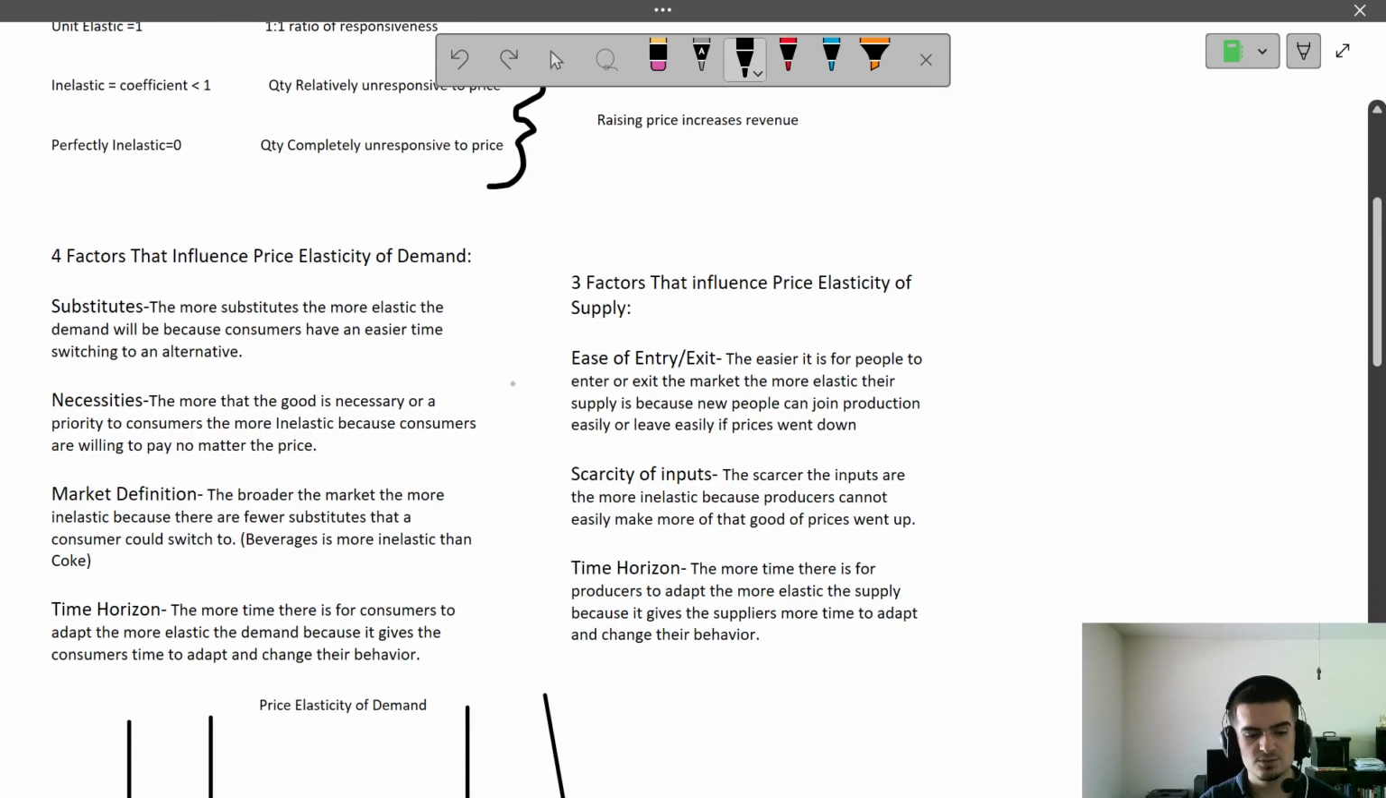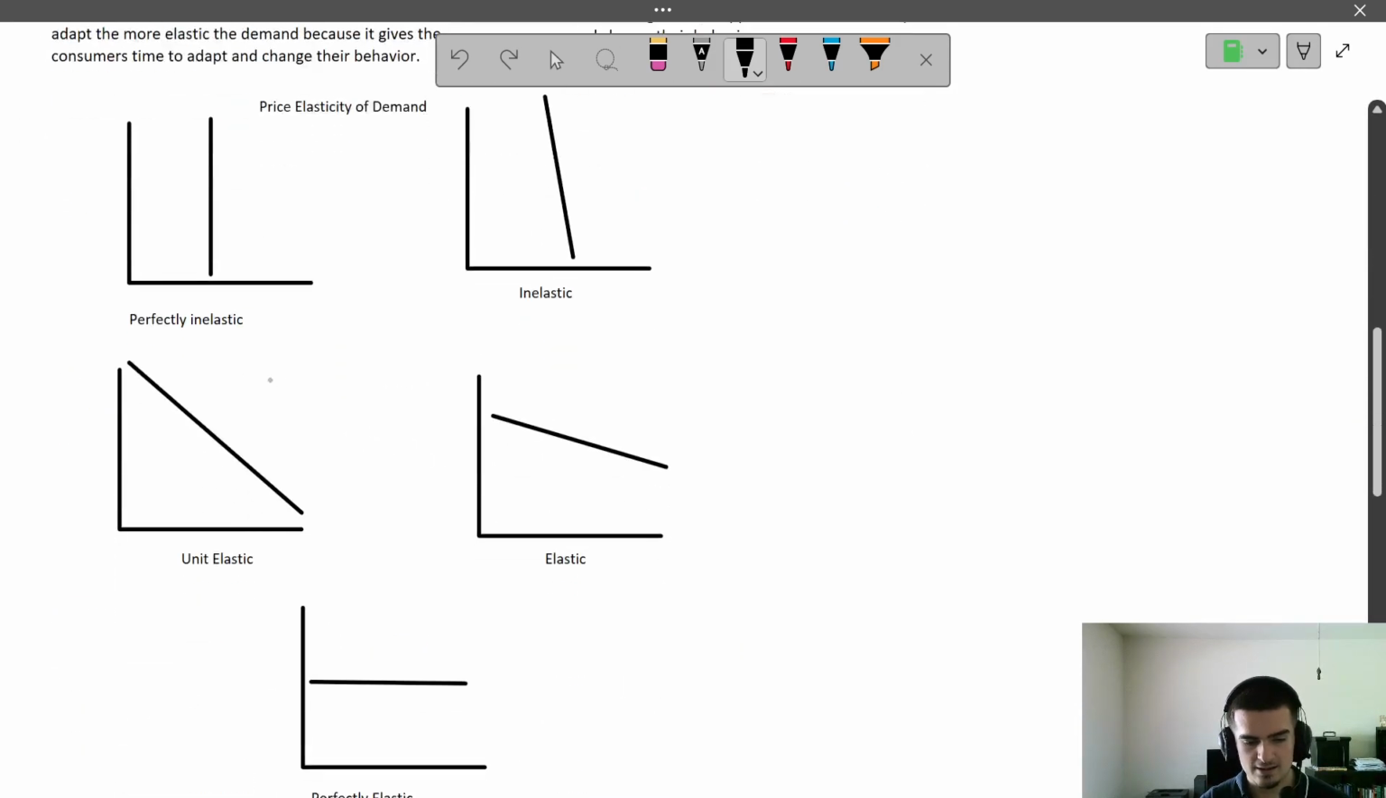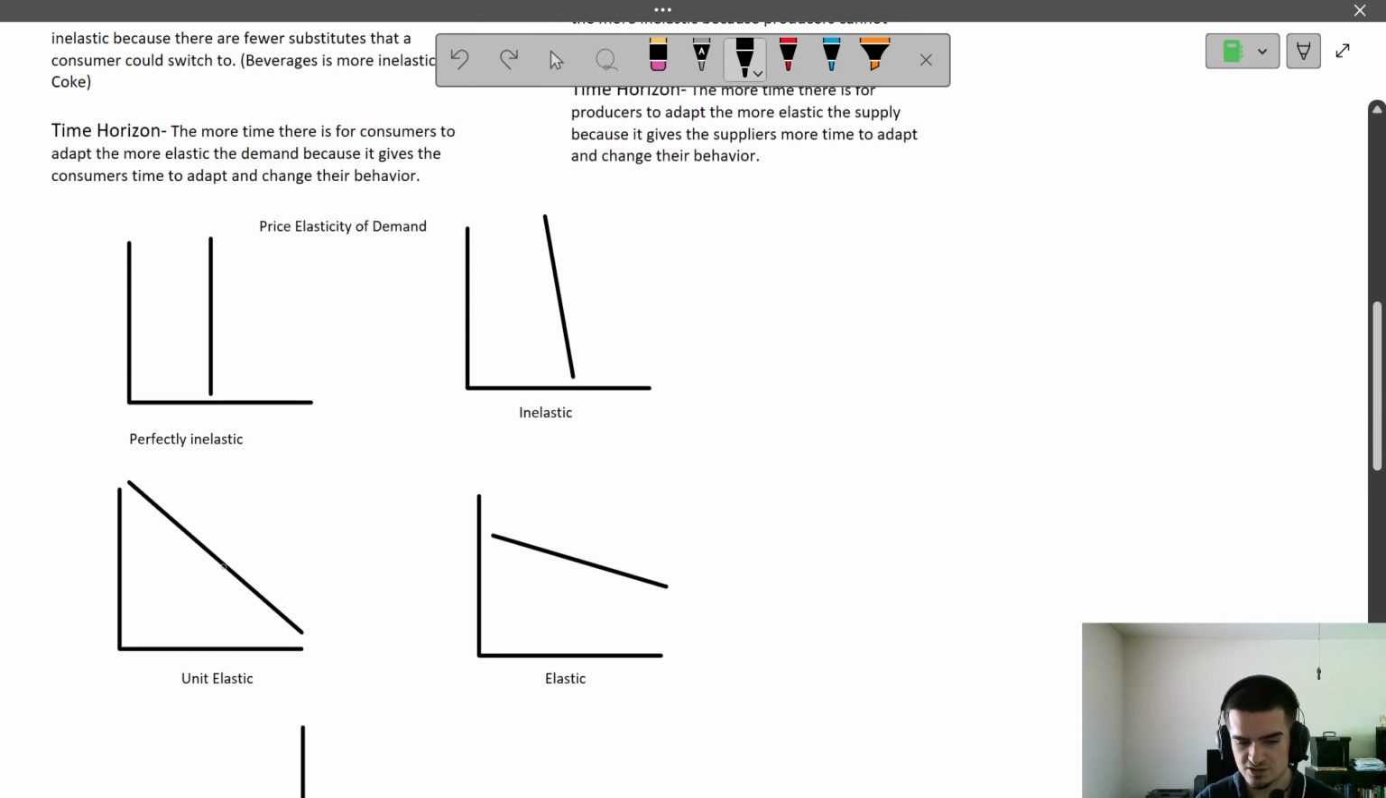So those influence price elasticity of demand. And this is what the graphs look like for each of the 5. So perfectly inelastic, the line is straight. It looks like an I.